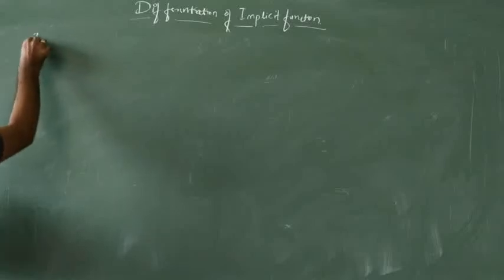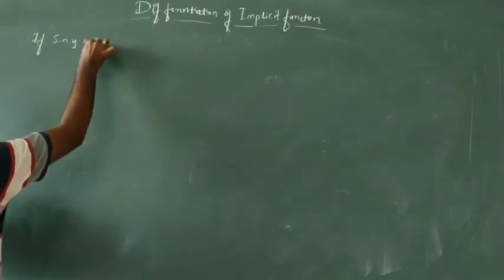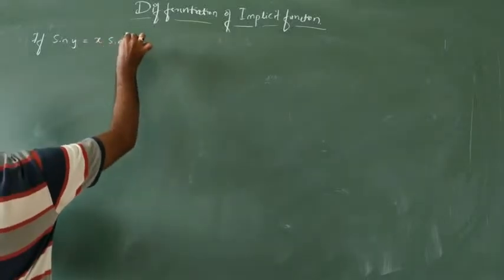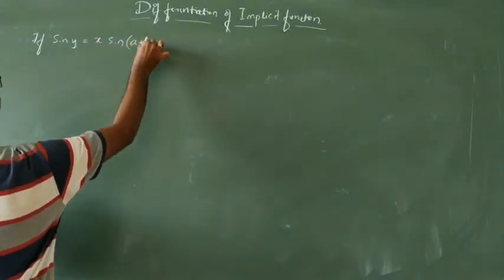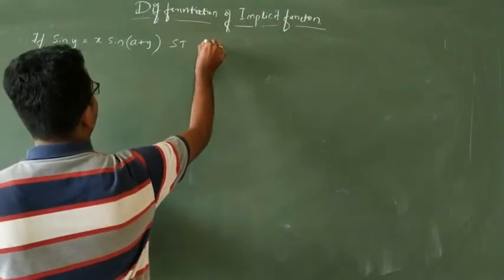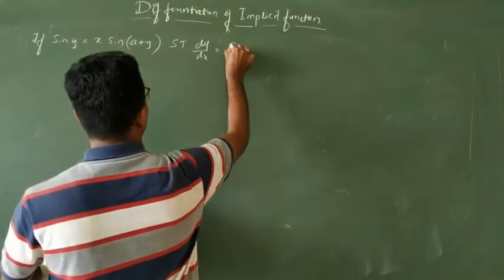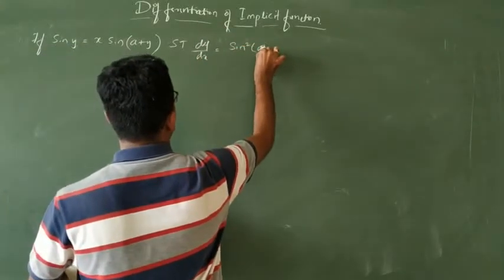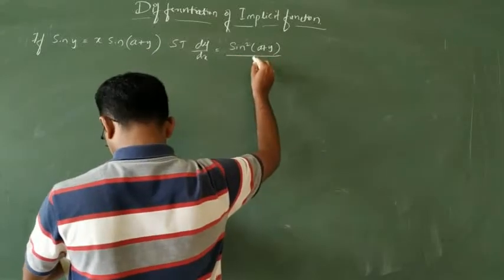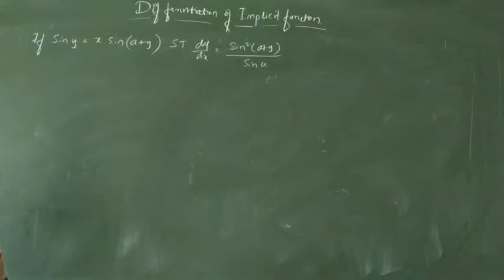If sin y is equal to x sin of a plus y, show that dy by dx is equal to sin square of a plus y divided by sin a. So this is also one of the examples.